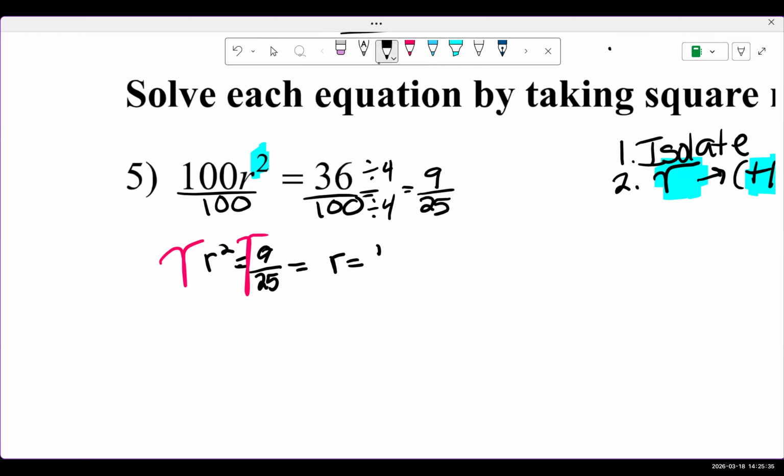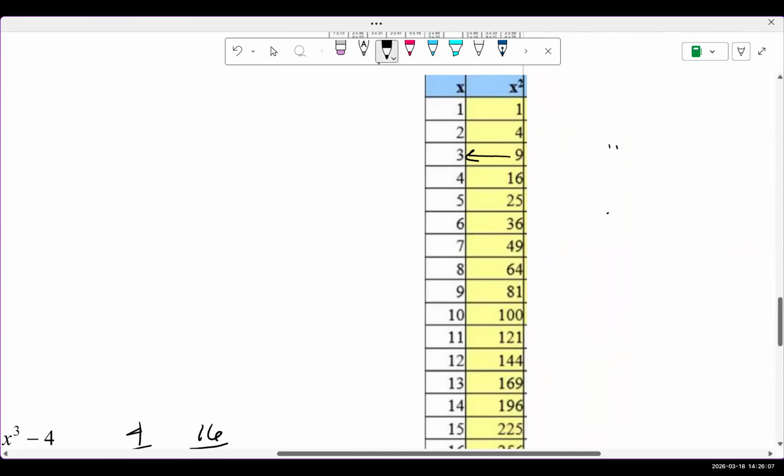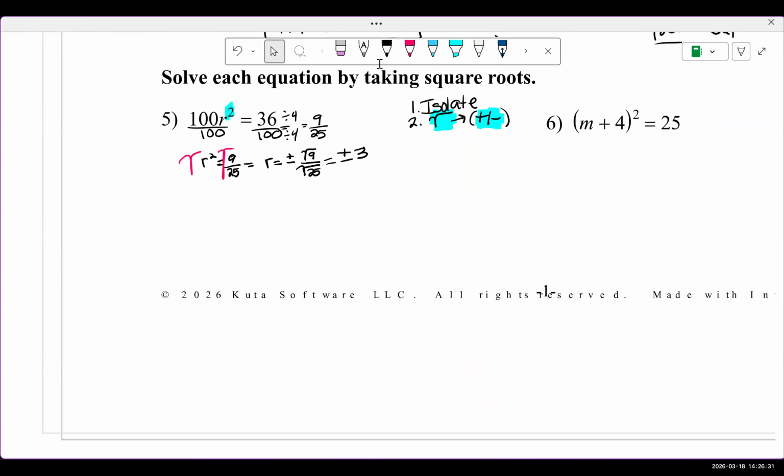So r is plus or minus square root of 9 over square root of 25. Now, 9 and 25. What is the square root of 9? 3. What is the square root of 25? This is my list of perfect squares on the back of the chart of factors. Square root of 9 is 3. Square root of 25 is 5. So I get plus or minus 3 over 5. Or 3 over 5 comma negative 3 over 5. Both would be correct.